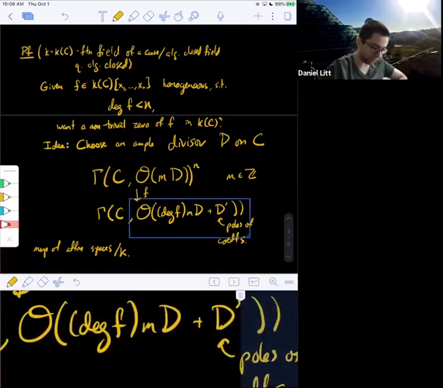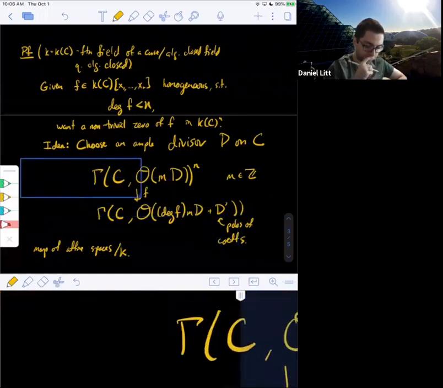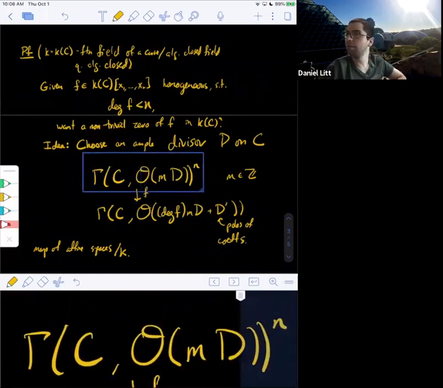All right, so let's think about this. What are the dimensions of these spaces? First of all, what is the dimension of this source space, this affine space here, or how does it grow?